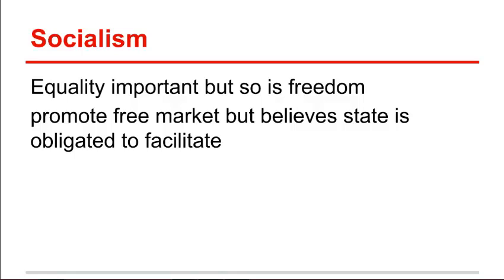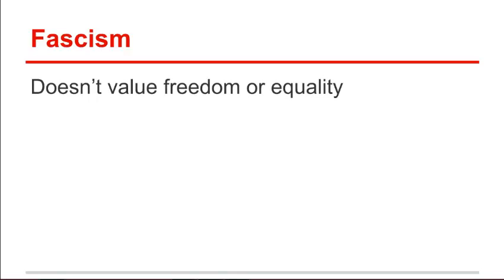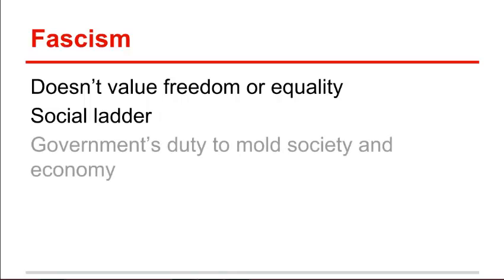The fourth type is fascism. Fascism is unfair in that it doesn't value freedom or equality. In fact, it values obedience, the idea of a social ladder where there's a chain of hierarchy based on ethnicity, religion, social class, whatever. There's this idea of social inferiority and superiority, and they also believe that the government's duty is to mold society and the economy to fit their idea of the social ladder.